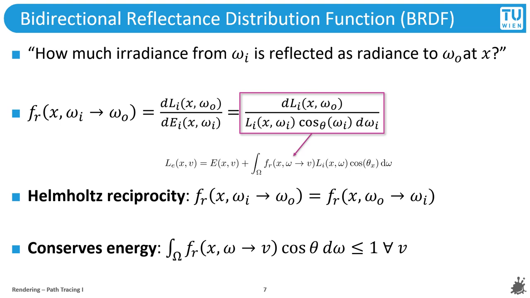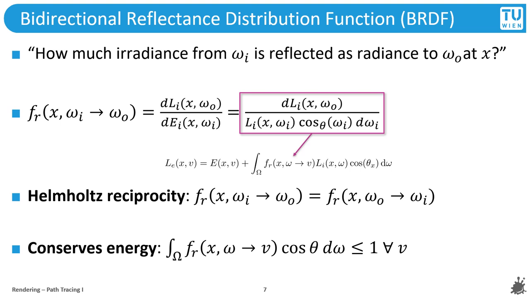Finally, for physically plausible renderings, the BRDF must ensure that it does not add energy to the scene. So the sum of reflected light must not surpass the amount of incoming light. The BRDF ensures this if, for any direction V, the integral over the entire hemisphere of the BRDF times the cosine of theta is smaller than 1. Now this requirement is important, but it might not be too intuitive in its formulation.